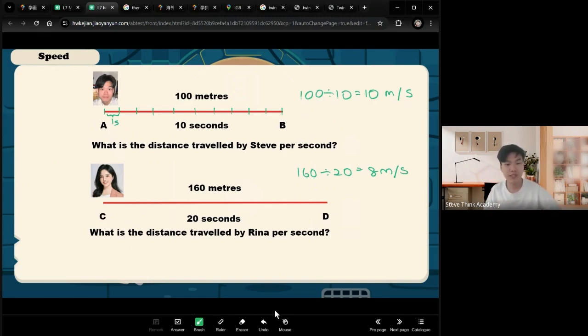And what you calculated is speed. Speed is the distance traveled per unit time. You have to remember this. And who is faster? Is it Steve or is it Rina? Steve, because in 1 second, Steve is able to travel 10 meters, while Rina can only travel 8.